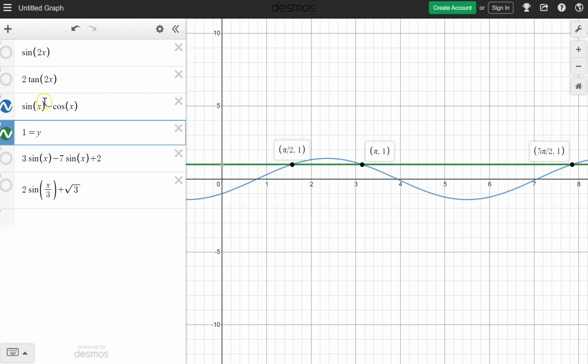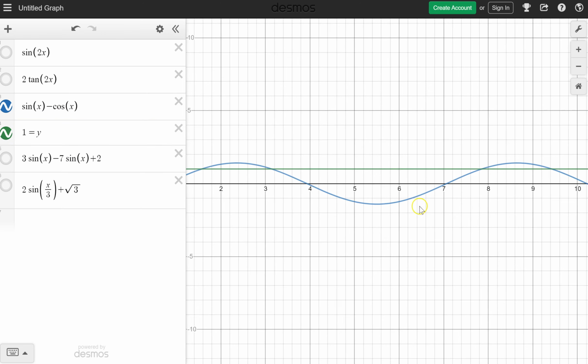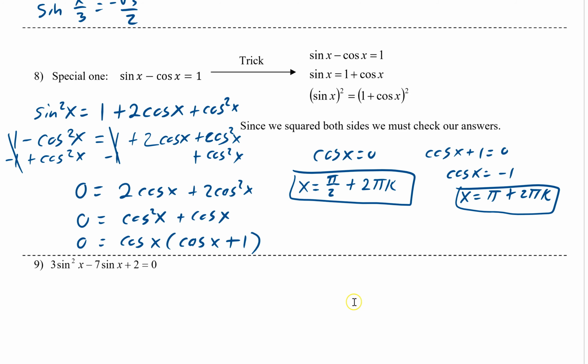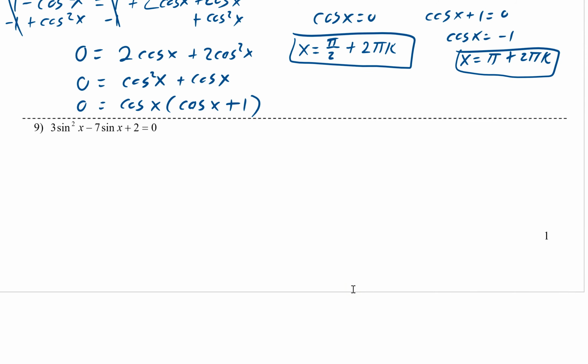So our sine x minus cosine x is equal to it at pi over 2, pi, and then again 2 pi away. So pi over 2 plus 2 pi is 5 pi over 2. And then pi plus 2 pi is 3 pi. Solutions work perfectly.